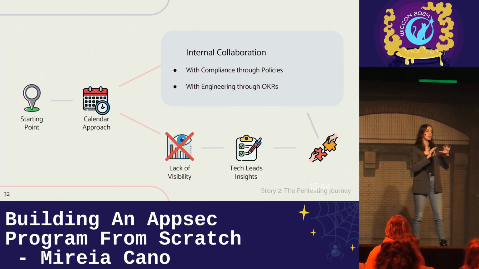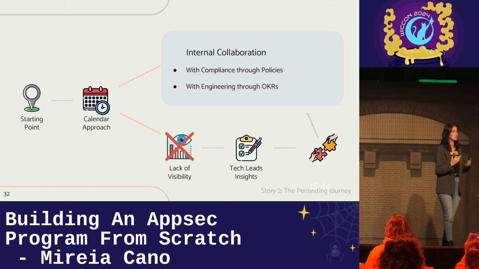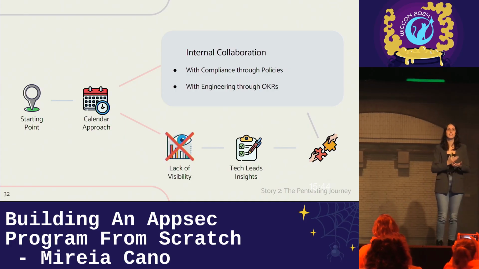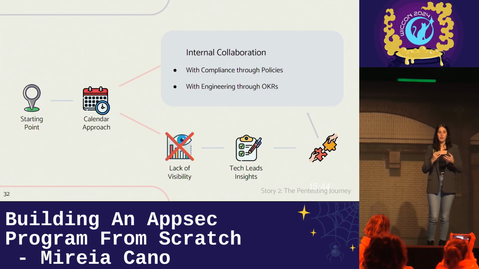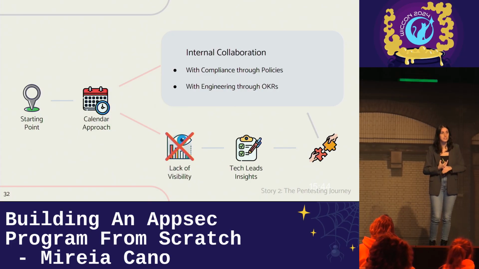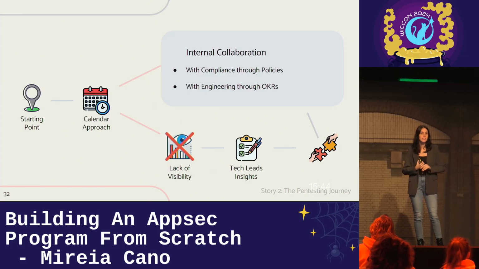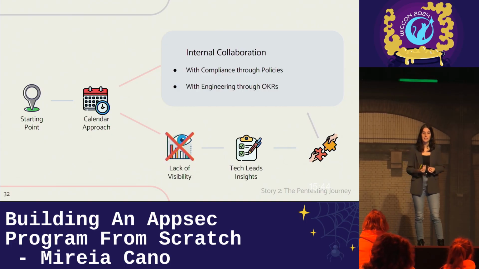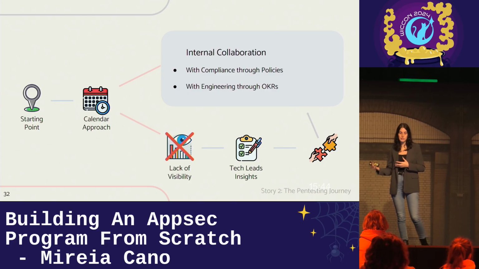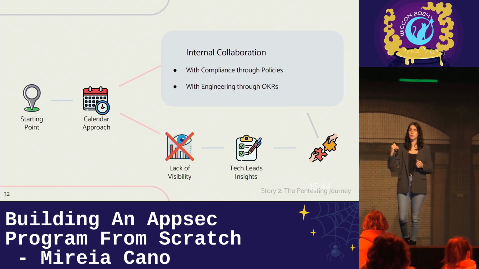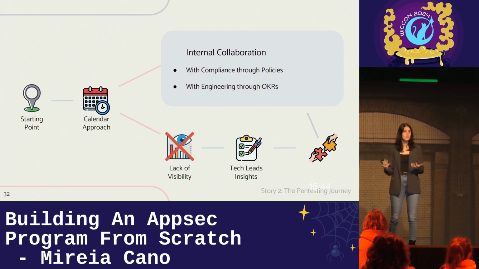First, we collaborated with the compliance team in order to set policies that set clear expectations and clear marks on what applications need to be pen tested, how often, all of this, right? So teams could know exactly what the requirements were for their applications. And on the other side, we also collaborated with engineering through OKRs. The OKRs are objective key results, and those are shared every quarter with the rest of the company.